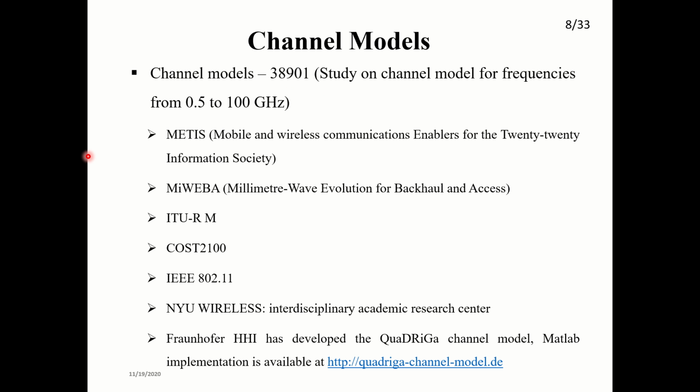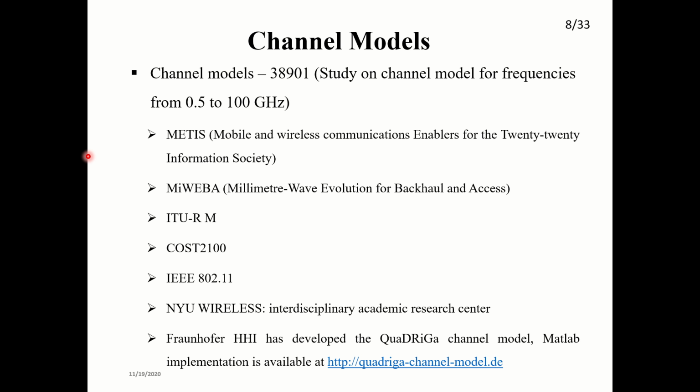Next, channel models. Just now we have said that, so a channel emulator is there. There are a number of channel models available in 38.901, with channel model frequencies from 0.5 to 100 gigahertz. METIS, WINNER, mmMAGIC (millimeter wave evolution of backhaul and access), ITU-R and COST, everything. New York University Wireless has proposed some of the channel models. Fraunhofer, everything, okay.